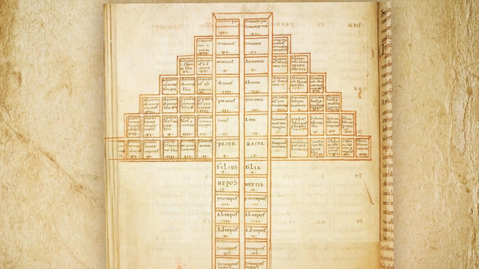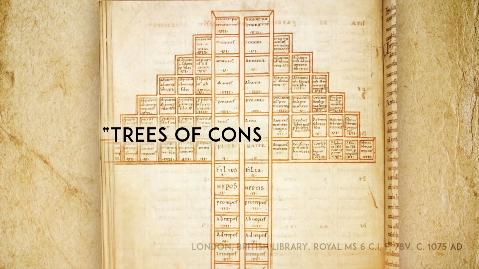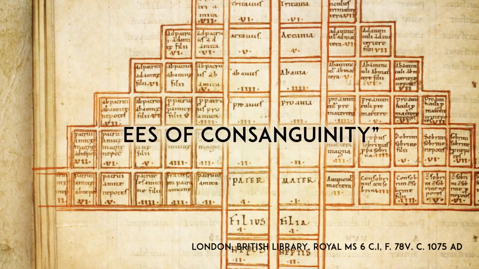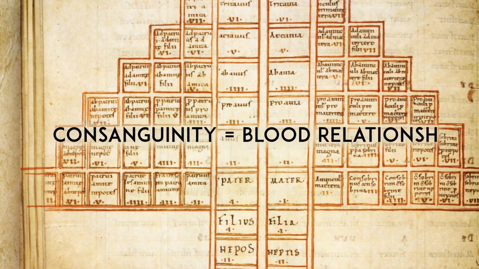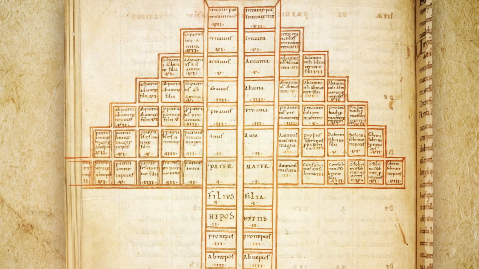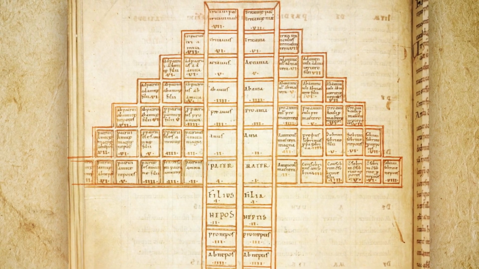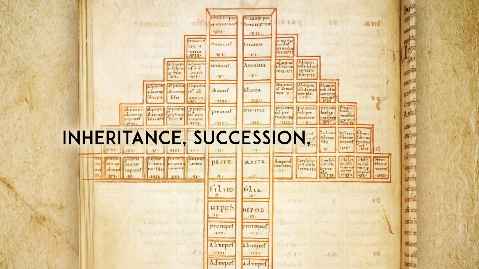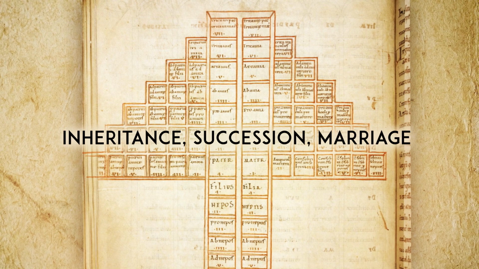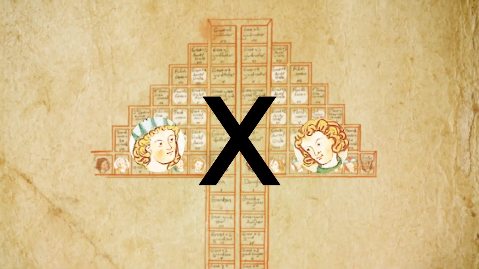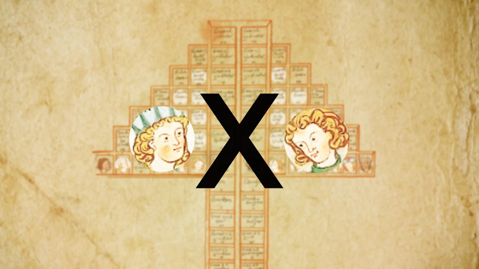Unlike modern family trees, which are static, medieval trees of consanguinity were designed to be imagined in motion. Consanguinity means blood relationship. This medieval diagram was used to visualize the degrees of separation among relatives. It was useful for thinking through issues of inheritance and succession, as well as marriage. Relatives in all but the outermost boxes of the diagram were not permitted to marry.